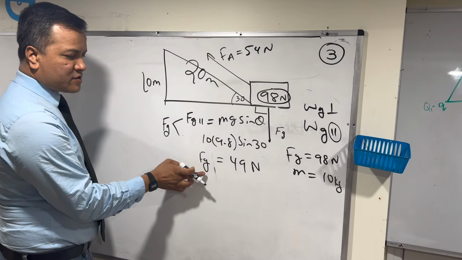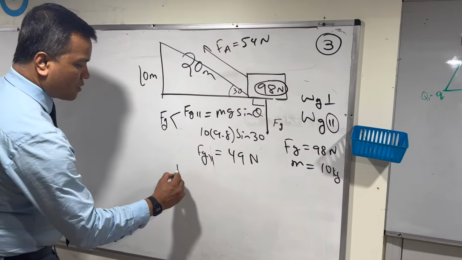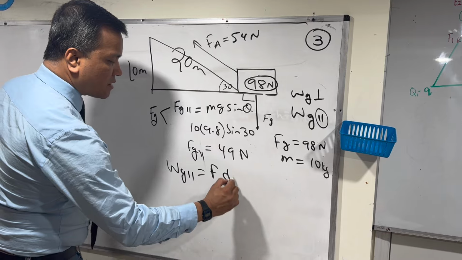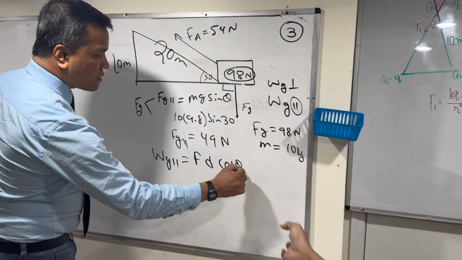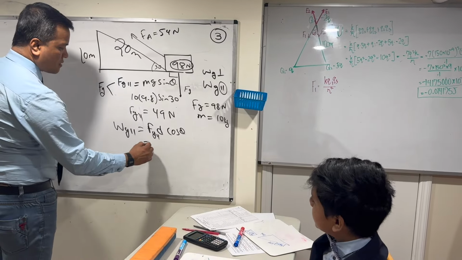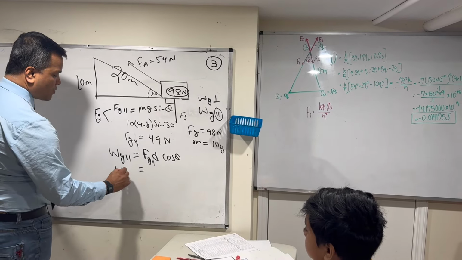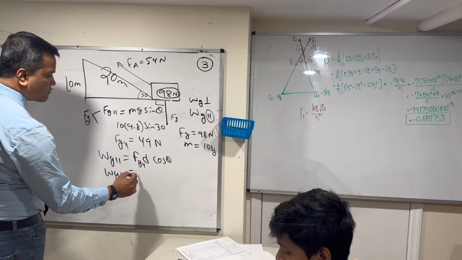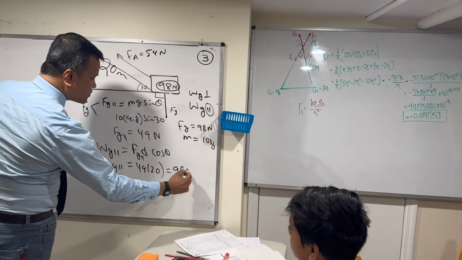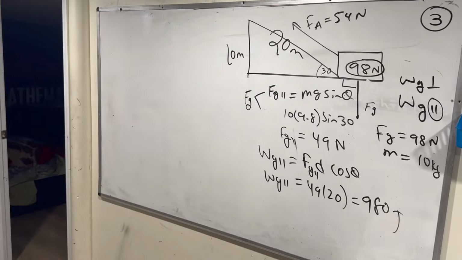What component of gravity is doing 49 newtons of work? Parallel. Parallel, okay, good. Now, the work done by gravity is F d cosine theta. But now theta in this case, because Fg parallel is pointing this way, and the direction of motion is the opposite way, is 180 degrees. And cosine 180 is minus 1. So work done by gravity is 49 times 20, which gives 980 joules. So you got the same answer. But your way was much faster than this way.